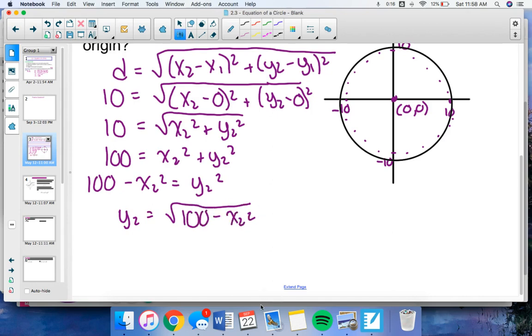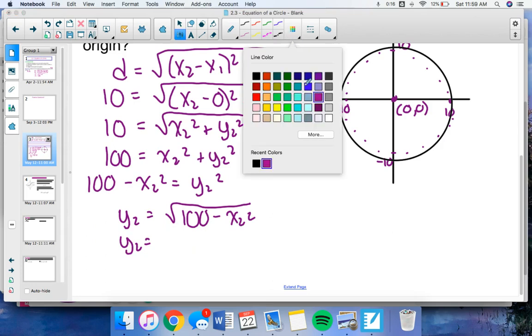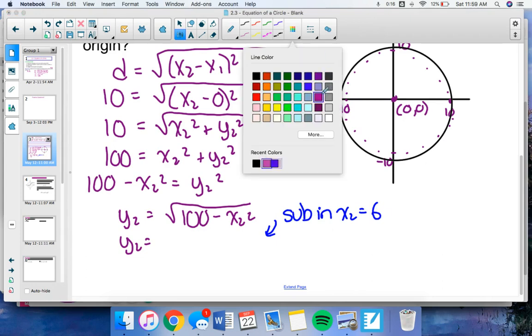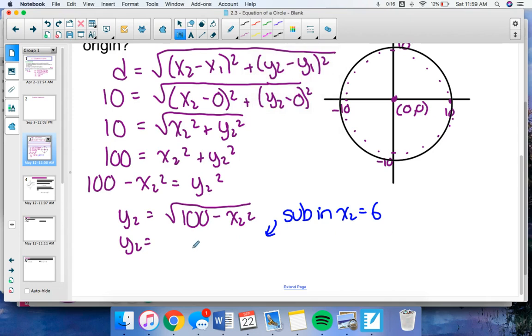Good. Okay. So what we can do is, because we have a little formula here that we made up, we can choose any x value from 0 to 10. And if we plug this into our formula, it'll tell us the y value on our circle. So because this number is going to work out nicely, I chose 6. So let me just add that in there. So sub in x2 equals 6. Okay. If you did this before, or if you're doing it now, and you got a decimal answer with a different number, that's fine. It's still a point on our circle.